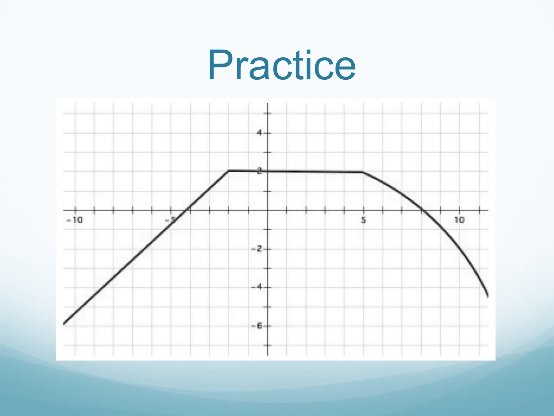Here, I can see that this is a function because there's no place where they have the same x values. It is increasing up through here. Then it stays the same. It is a constant value. And then it starts decreasing, but it's not at a constant rate of change. Here I have a constant rate between negative 10 and negative 2. I have a constant rate between negative 2 and 5. And then we have a variable rate here.